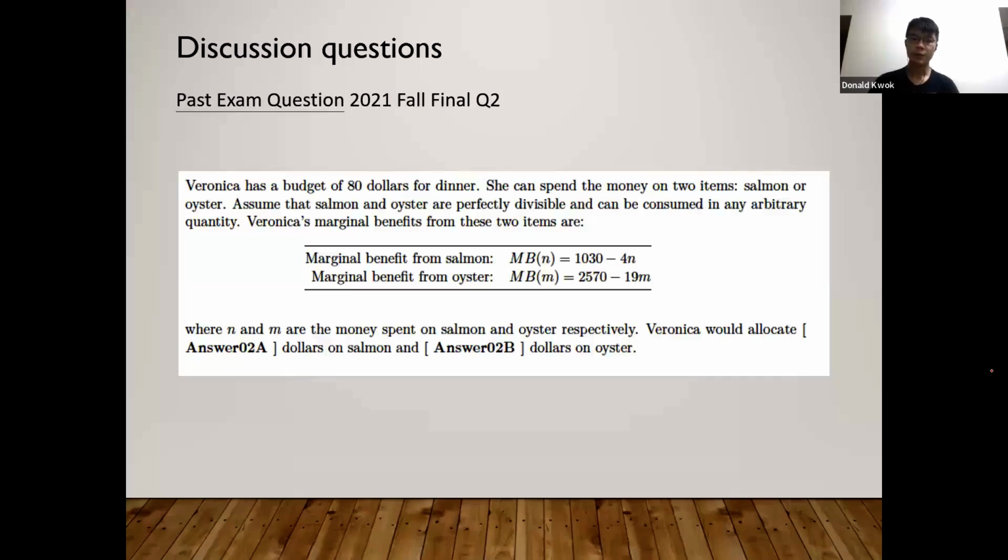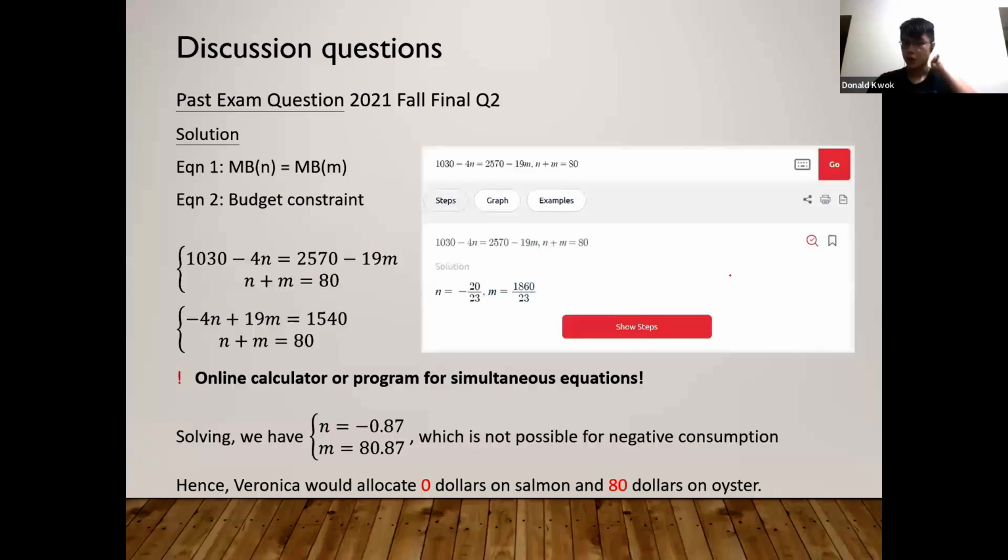All right, so for this question, we would like to solve the values of N and M, the optimal consumption of salmon and oyster. So with two unknowns, likely we'll construct two equations to develop a system of simultaneous equations. So what are the two equations? The first one is MBN equals to MBM.